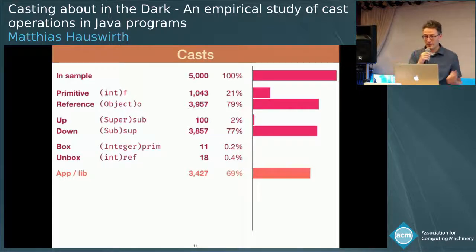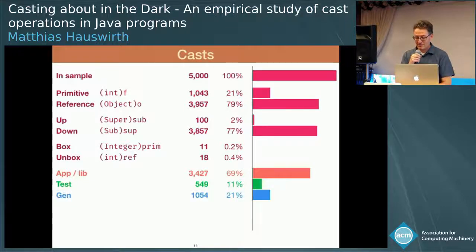Now we looked at where those are located. I think Jan mentioned something like that too, tests. So we looked at which ones are actually located in application or library code that those projects really wanted to deliver. That was 69%. And 11% of the casts we looked at in this random sample were located in unit tests. And guess where the other 20-something% were located? No guess? Generated code. So there's a lot of generated code that contains casts, 21%. And we looked at those too.